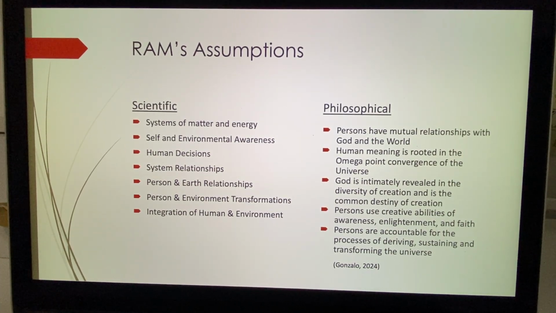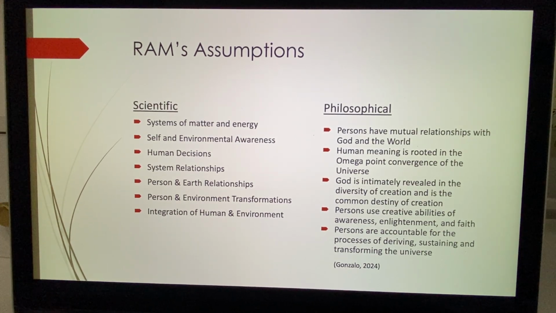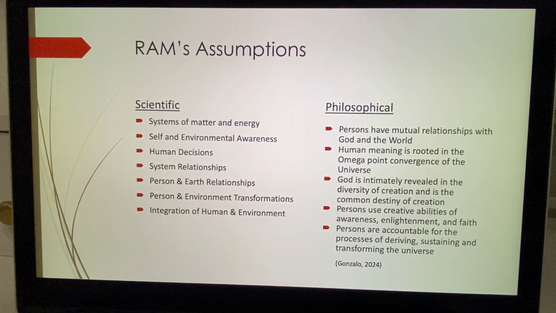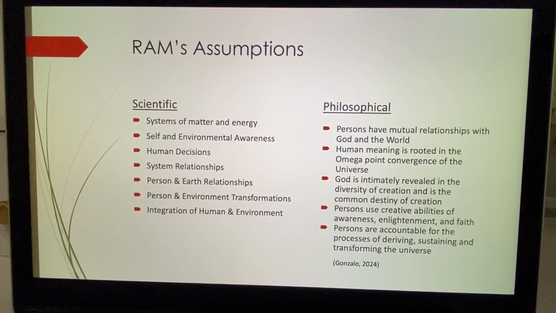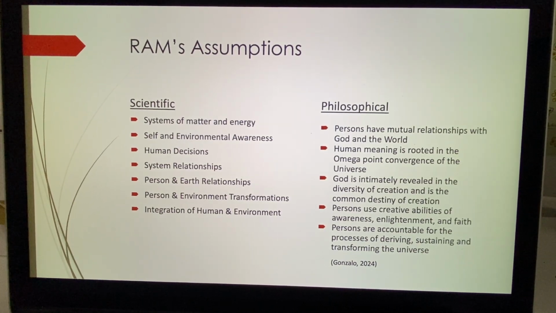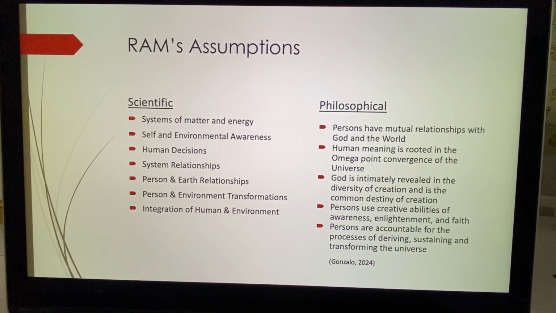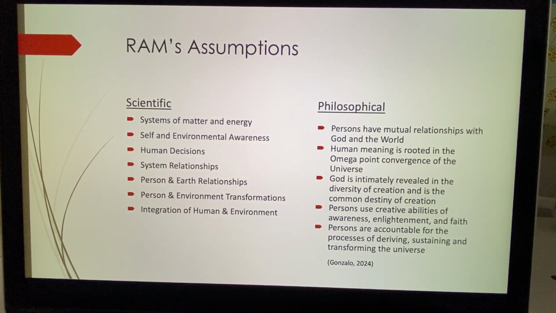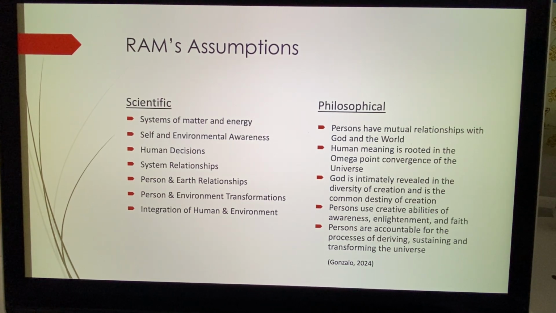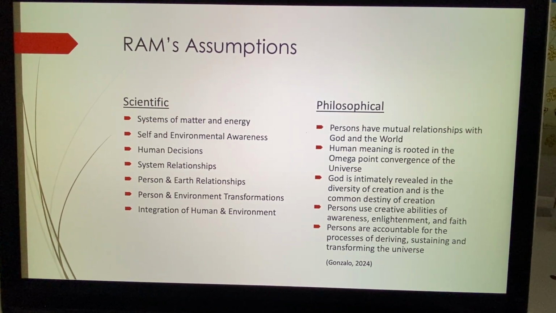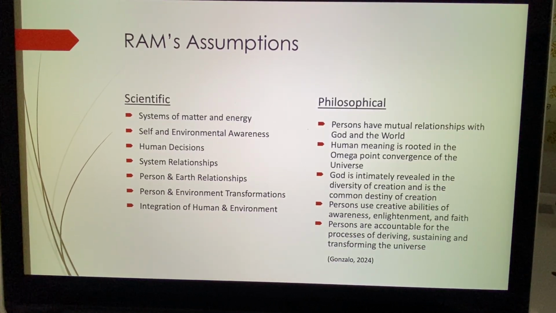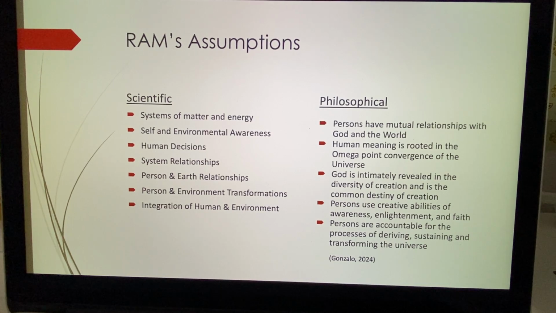Human decisions account for the integration of creative processes, and thinking and feeling mediate human action. Next, the assumption for system relationships include acceptance, protection, and fostering of interdependence. Person and earth relationships: persons and the earth have common patterns and integral relationships. The person and environment transformations. This assumption is that transformations of persons and environment are created in human consciousness. And finally, integration of human and environmental meanings result in adaptation.